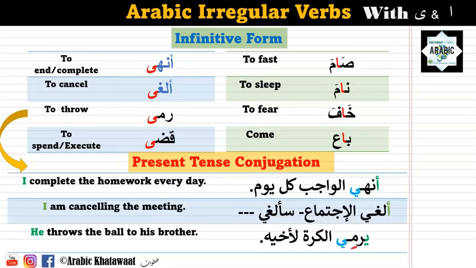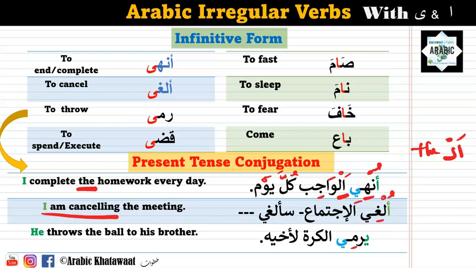So with the verb anha, I would say unhi. I complete, أنهي الواجب كل يوم, I complete the homework every day. And I'm using the homework as a reference to alif lam in Arabic, which is the. أنهي الواجب كل يوم. Then we have I am canceling. This is the present continuous in English. Here we're using ألغي الاجتماع. I'm canceling the meeting.